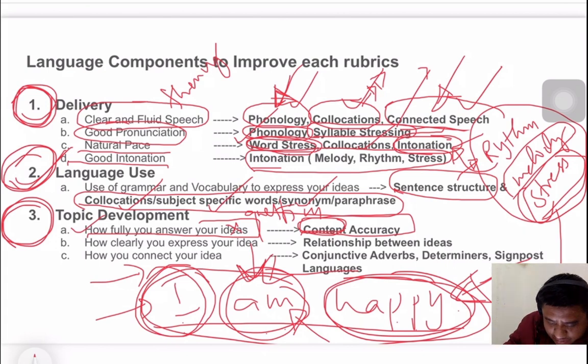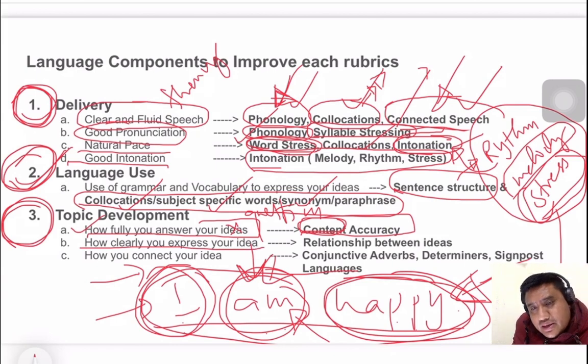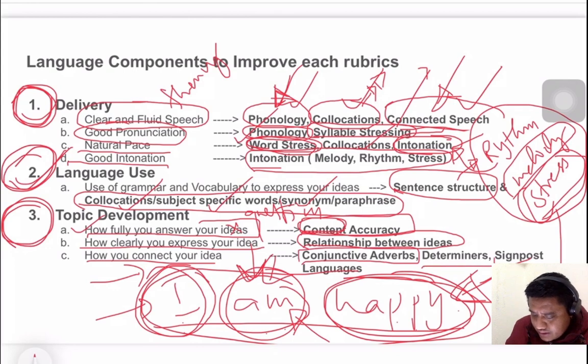And how are you using that information to answer the given question? And the second one is how clearly you express your ideas. When we are speaking, all we do is create one point after another, right? We just sequence those points, and if you create a relationship between those ideas, then you can be very clear. And how you connect your ideas is nothing but the same thing that we talked about: the language components, determiners, conjunctive adverbs, and signpost language.